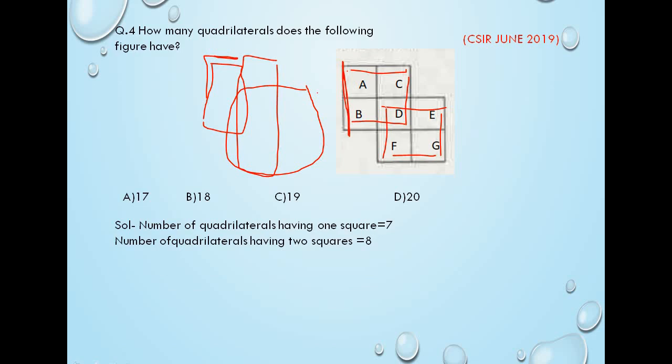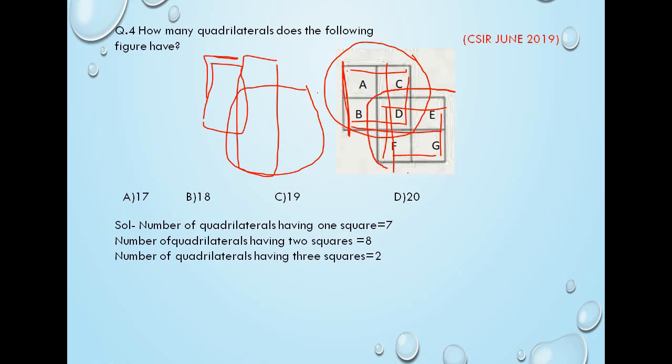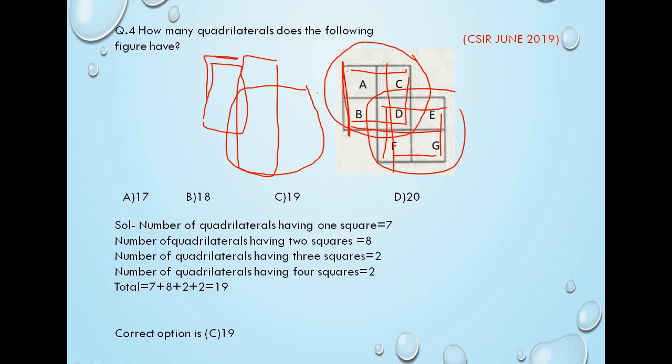Now the number of quadrilaterals having 3 squares: only 2 possibilities are there, that is CDF and BDE. So it is 2. Now the number of quadrilaterals having 4 squares, as I mentioned, also has only 2 possibilities, like ABCD, I am making a circle here, and DEFG. So it is also 2. Now when you add these numbers, you will get the value 19. So our correct option is option C.